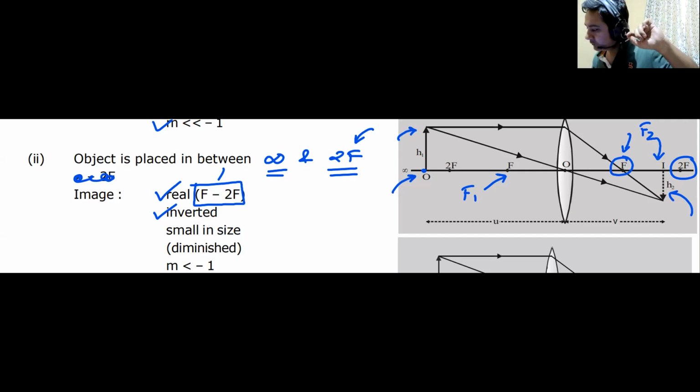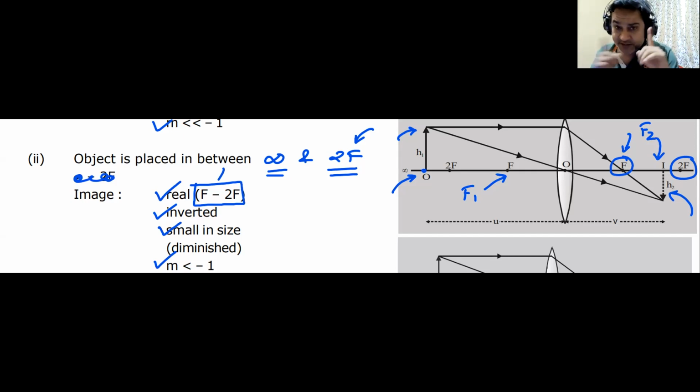Okay, let's move ahead. The image is diminished. It is small in size, but it is not very small. When the object was at infinity, it was very small. Now it is small, but not so small. The magnification is less than 1. One thing you have to note here is while we are coming from infinity towards the lens, the image is getting bigger. The image is getting bigger. Do we understand this? Yes, sir.